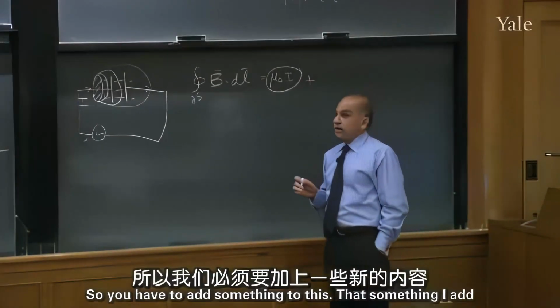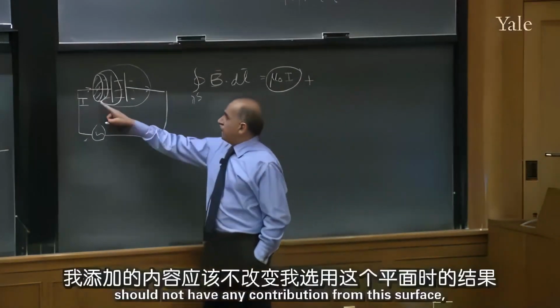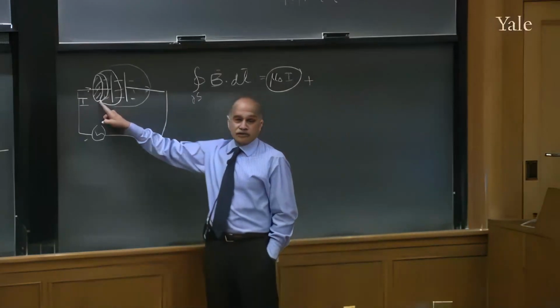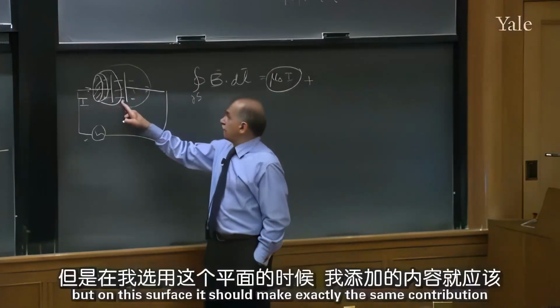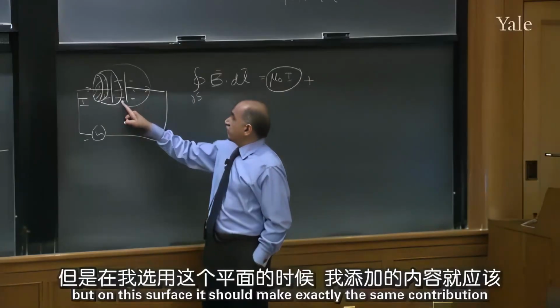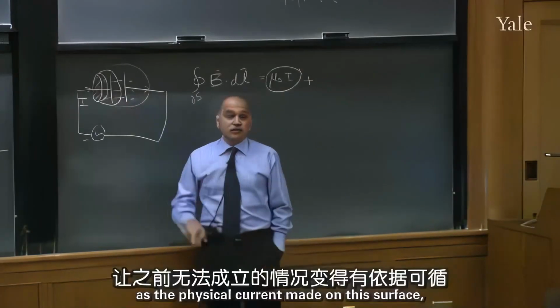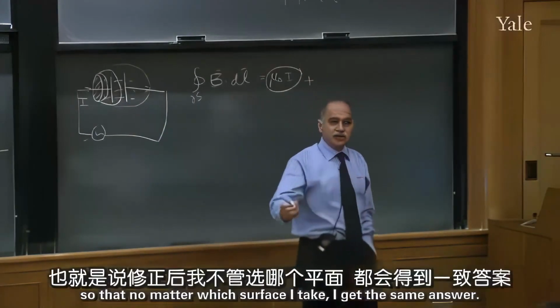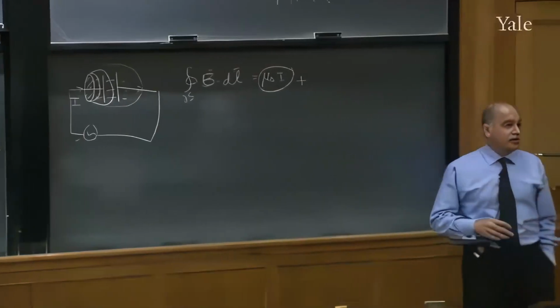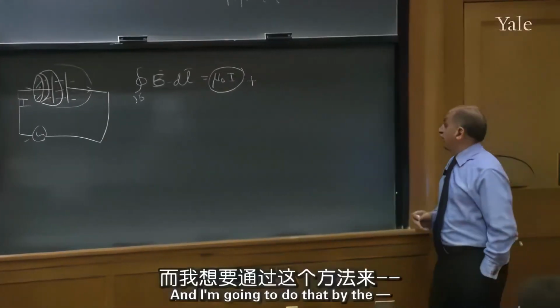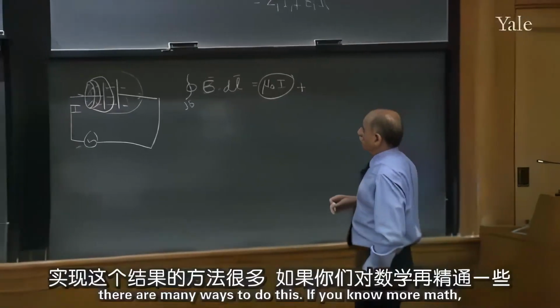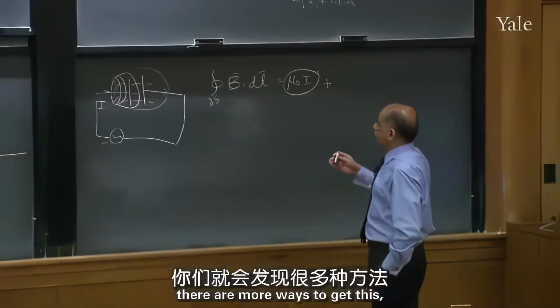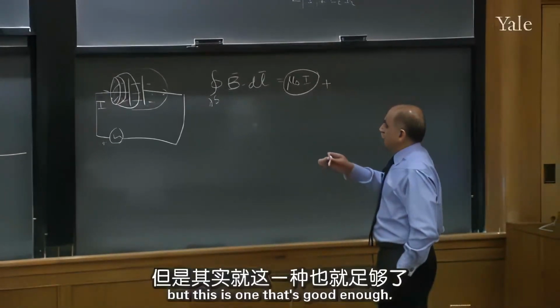That something I add should not have any contribution from this surface. But on this surface, it should make exactly the same contribution as the physical current made on this surface, so that no matter which surface I take, I get the same answer. And I'm going to do that by default. There are many ways to do this. If you know more math, there are more ways to get this, but this is the one that's good enough.